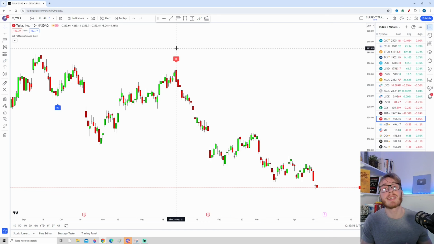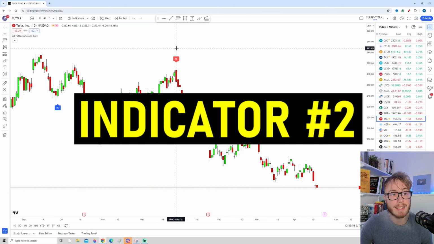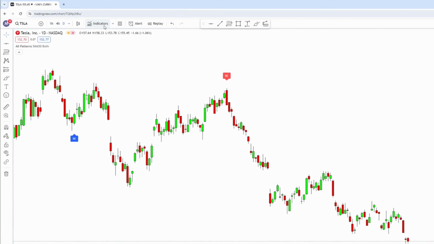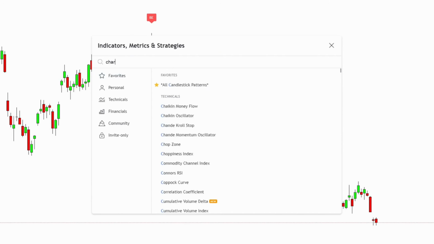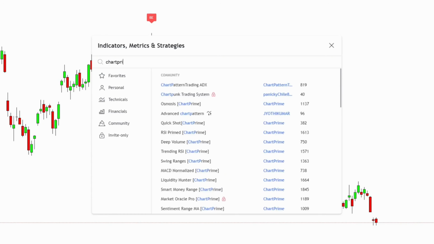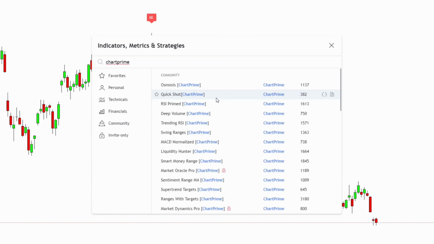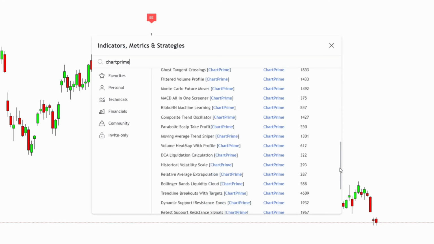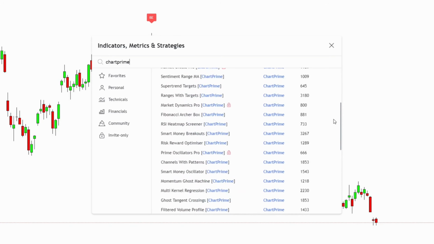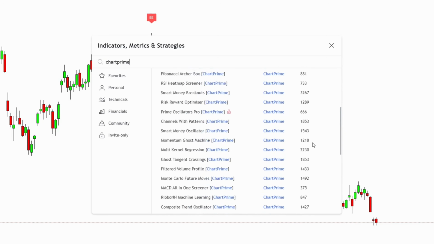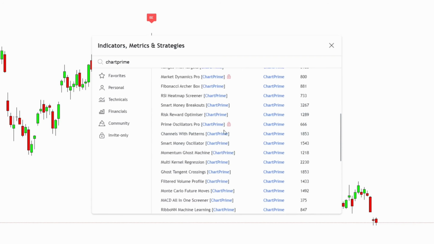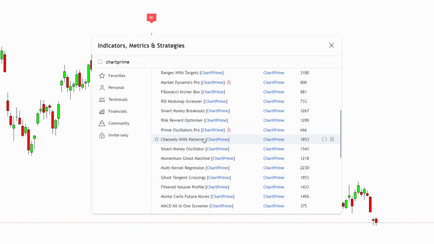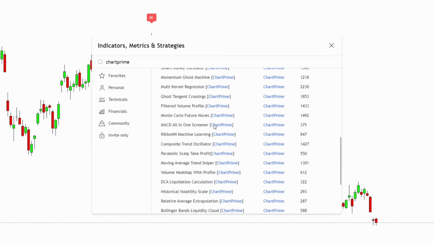And now guys, let's take a look at our second indicator. And to open this one up, we once again go up here to the indicators tab in TradingView. And now what you want to search for is Chart Prime. This is a creator that, as you can see, has created many different indicators. Some of these indicators very useful, some of these indicators not very useful, but still a shout out to Chart Prime for creating all of these indicators.